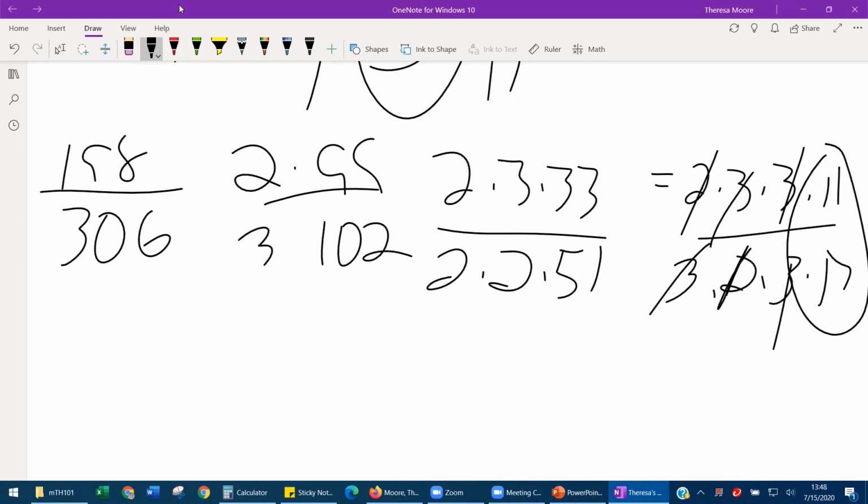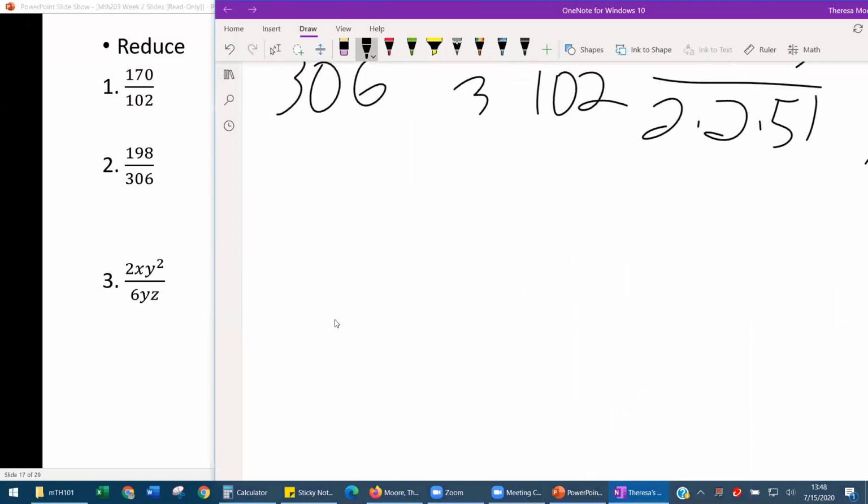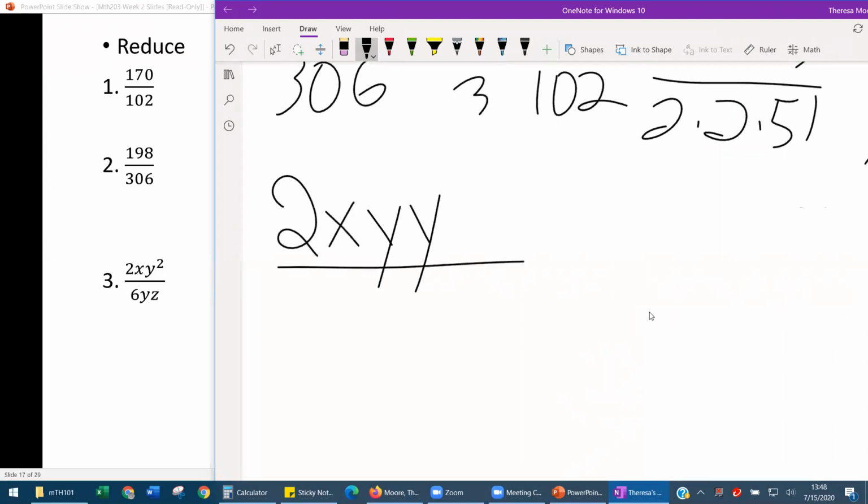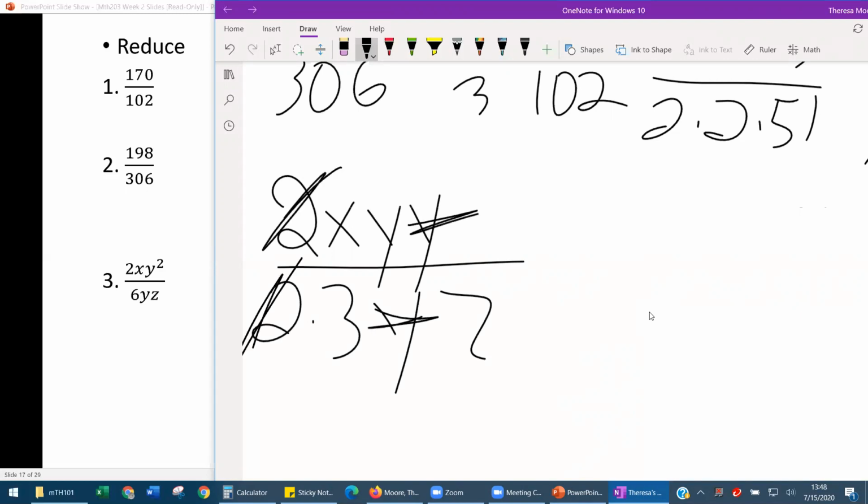All right, and what's the last one? So 2xy, and I'll write it as 2y's. 6 is what, 2 times 3? YZ. So I can get rid of one of the y's. I can get rid of the 2's. So I have xy on top and 3z on the bottom.